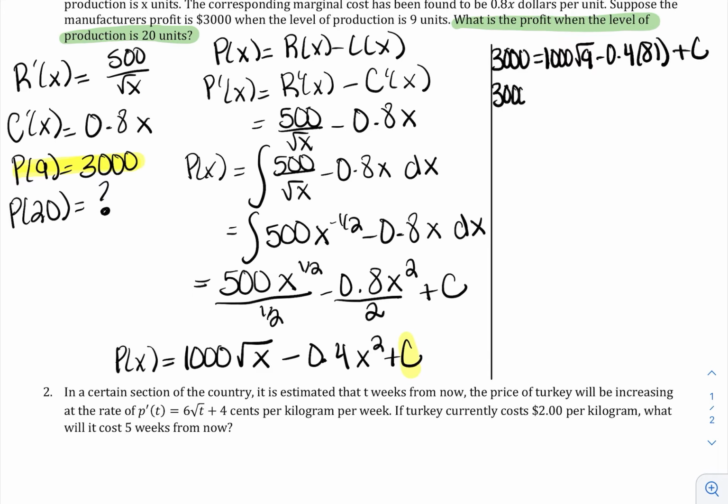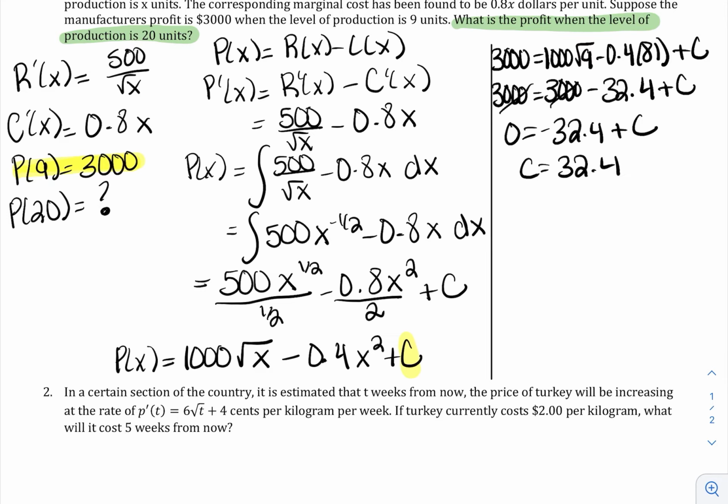So 3,000 is equal to 1,000, square root of 9 is 3, so 3 times 1,000 is 3,000, minus 0.4 times 81. That's going to give me 32.4 plus c. The 3,000s are actually going to cancel each other out, so I have 0 equals negative 32.4 plus c. So c is equal to 32.4. So now I have my profit function. P of x is equal to 1,000 square root of x minus 0.4x squared plus 32.4.